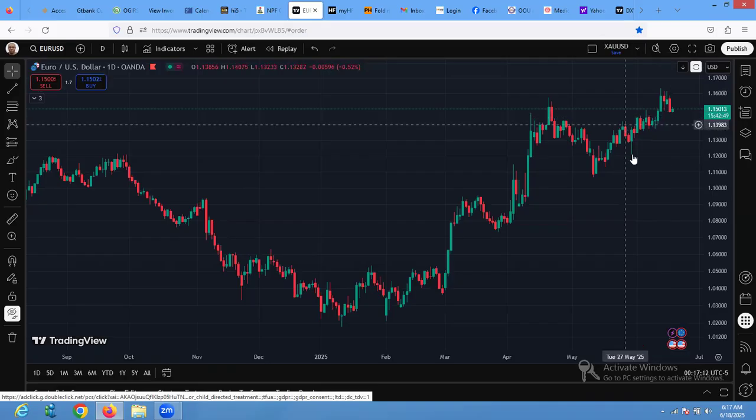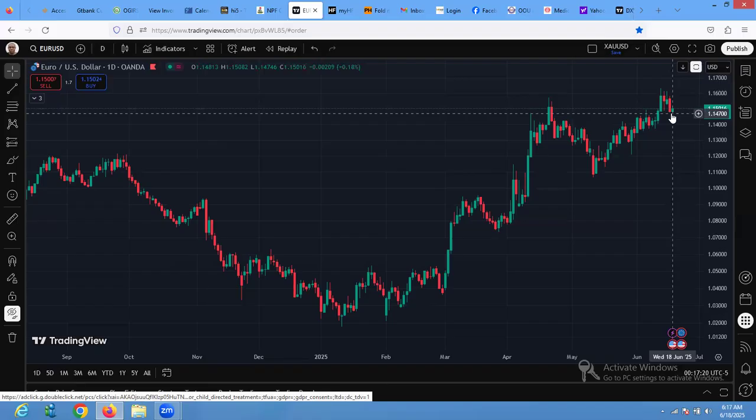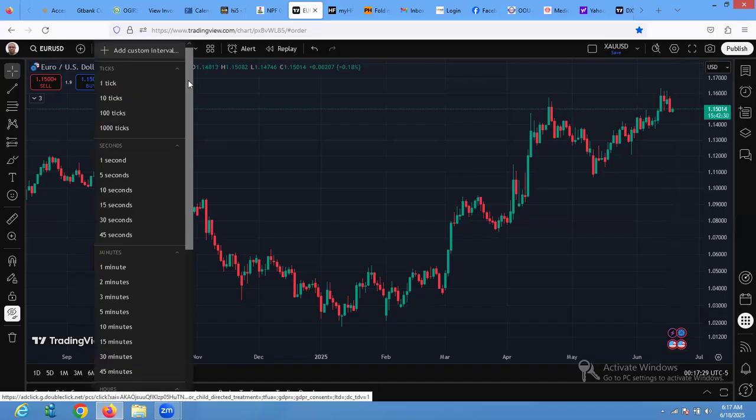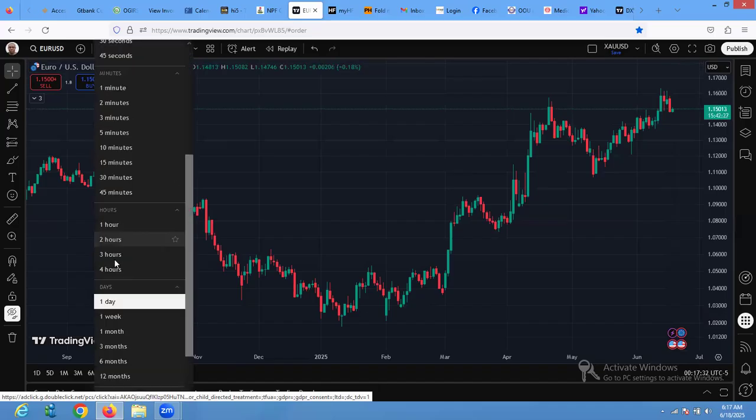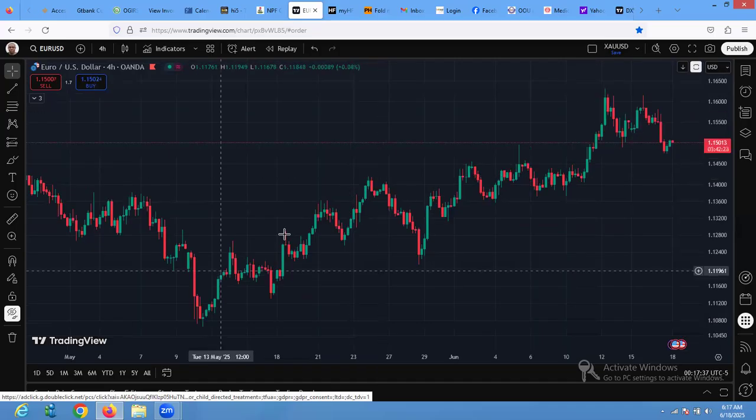With 1, 2, 3 may have ended here, and 4 also may have ended here. So one more leg will take us up to finish with 5. We'll see what we get, but that's on the daily time frame. A couple of possibilities are probably possible here. So let's have a look at it now on the 4-hour time frame.